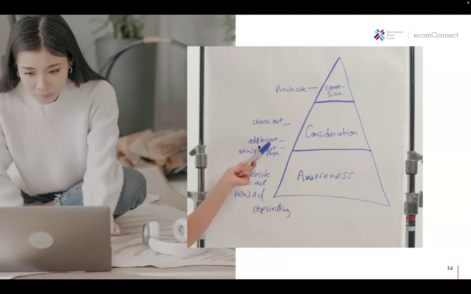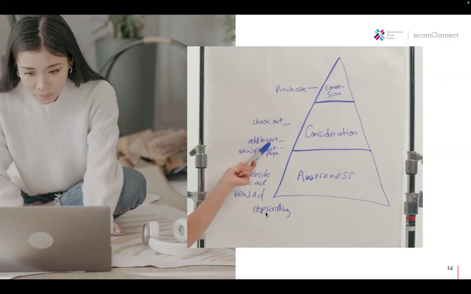They need to add the product to the cart. Before they can do that, they need to view your product page. Before they can do that, they need to visit your website. Before they can do that, they need to view your ad. And before that, you need to somehow make them stop scrolling.